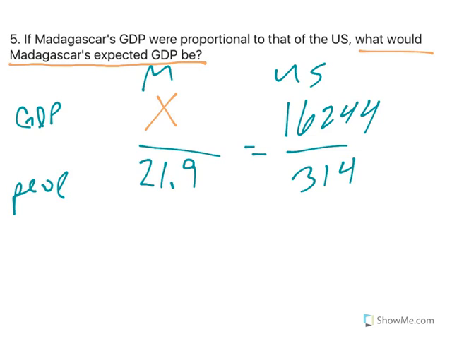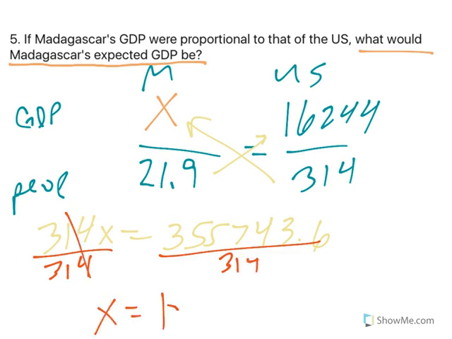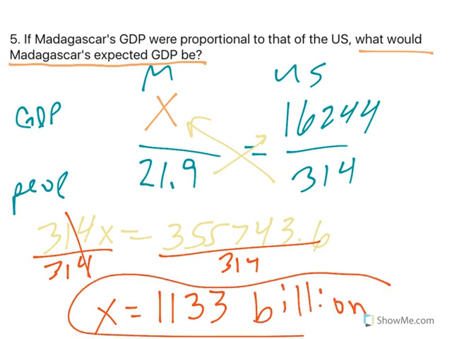All right, so we cross multiply. 314x equals 355,743.6. We're going to divide both sides by 314. And Madagascar would have to produce roughly $1,133 billion a year in order to produce at the same ratio as the U.S.